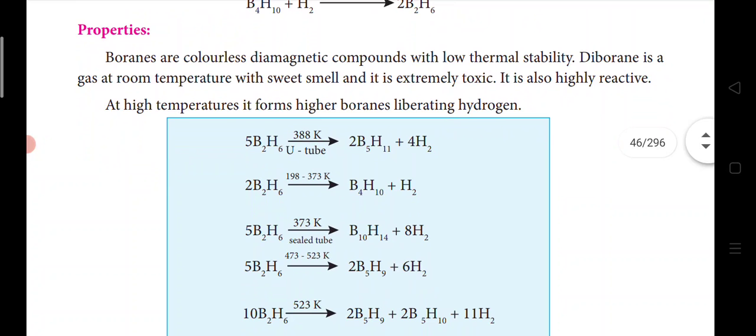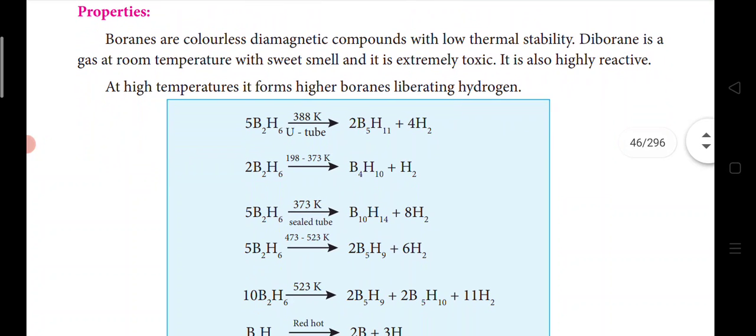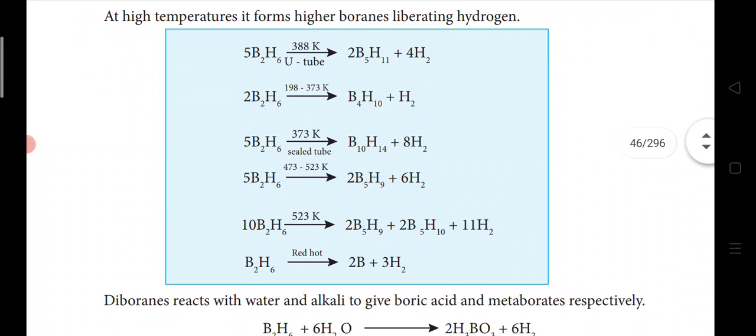Properties. This could be asked in 2 mark or 5 mark. Boranes are colorless diamagnetic compounds with low thermal stability, which means when temperature is increased, they will not sustain, they will decompose. So thermal stability is very low. Diborane is a gas at room temperature with a sweet smell and is extremely toxic also. It has high reactivity. At high temperature, it forms higher boranes, liberating hydrogen.